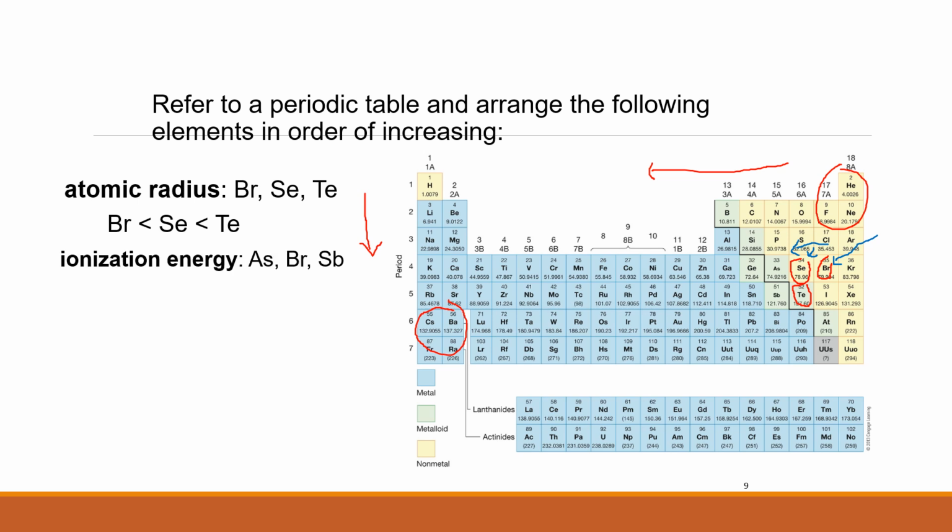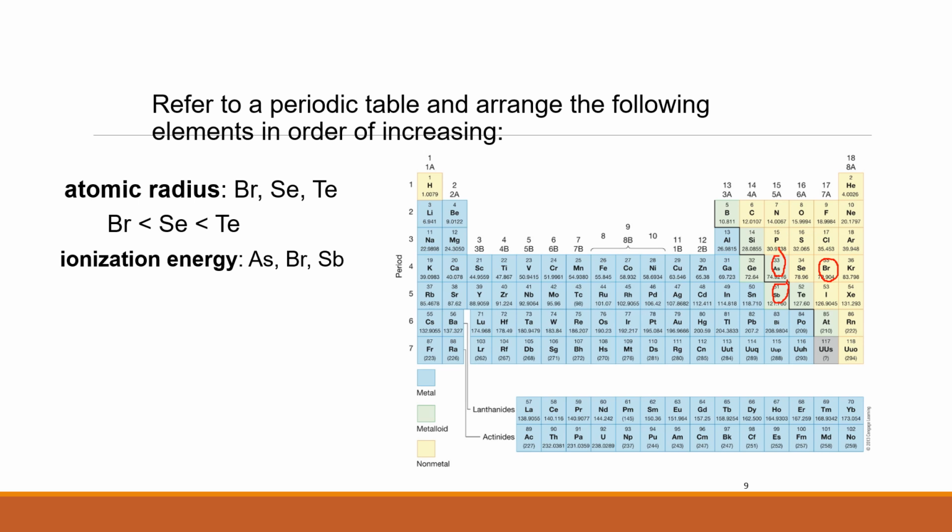All right, let's look at another example, this time doing ionization energy. For ionization energy, it's the opposite trend, and you are not given these trends, you have to remember them. So first step is to find those three elements on the periodic table. Arsenic is number 33, then we have bromine, and Sb, is that antimony? There's Sb. Okay, so we have the three circled.